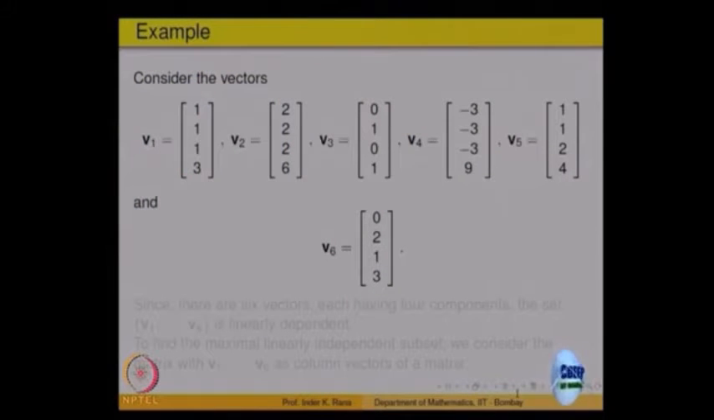So, let us look at some examples for that. I have got 6 vectors v1, v2, v3, v4, v5 and v6. How many components are there? Each is a vector in R4. So, there are 6 vectors in R4, and the number of vectors is more than n, the dimension. So, this will be a linearly dependent set straight away.